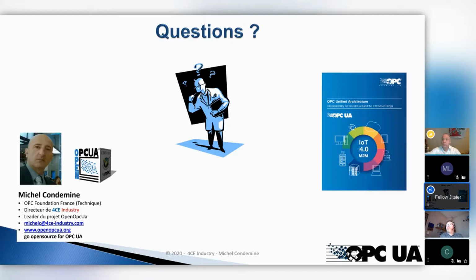We can make a bunch of combinations between the transport, TCP, UDP, MQTT, and the encoding. And for encoding, we have binary, JSON, and XML. You can mix all of that to make what we call a stack profile, the profile you want to use. But for TSN, we use UDP plus binary encoding.